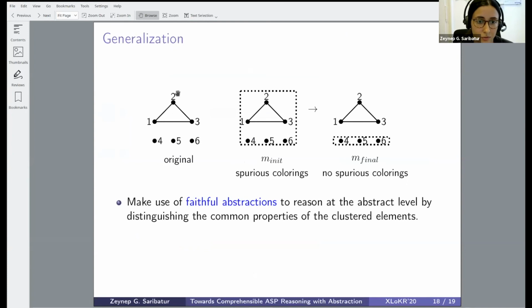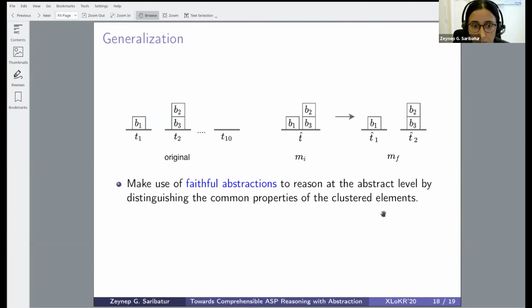So I showed that for this graph coloring, we can start with a general clustering, where we have spurious colorings, and then we can find a mapping of just clusters, these nodes, and then we no longer have spurious colorings. And these abstractions are called faithful because there are no spurious colorings, and such faithful abstractions can be used to reason at the abstract level by distinguishing these common properties of the clustered elements.